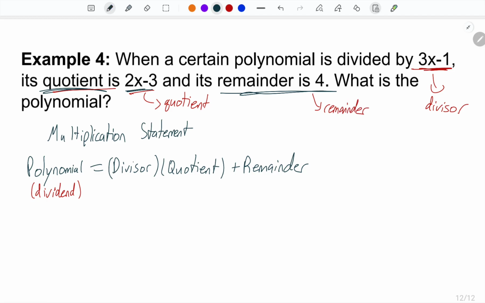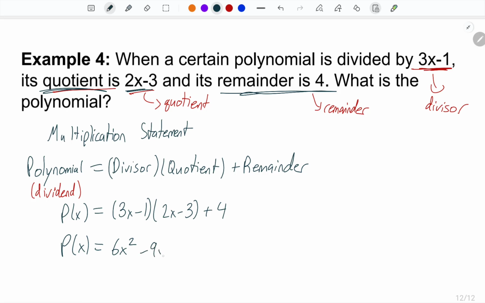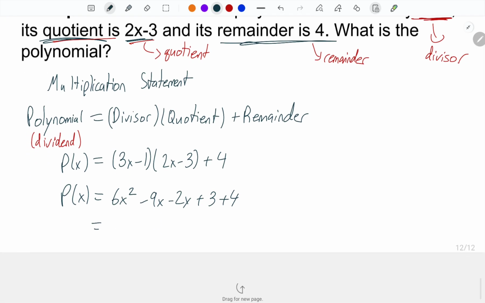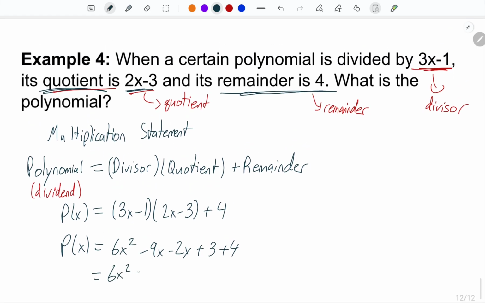So we can create this polynomial now with this multiplication statement. We can say that we have 3x minus 1 times 2x minus 3, plus 4. And I'll call that p of x. We could expand that out. And if we expand it, you'd get 6x squared minus 9x minus 2x plus 3 plus 4. And combining terms, you end up with 6x squared minus 11x plus 7. And so there you have it.